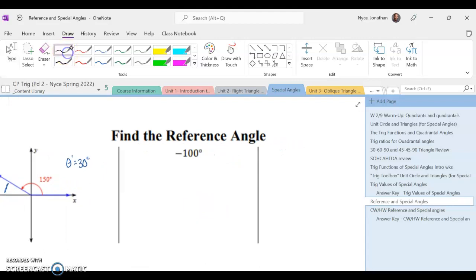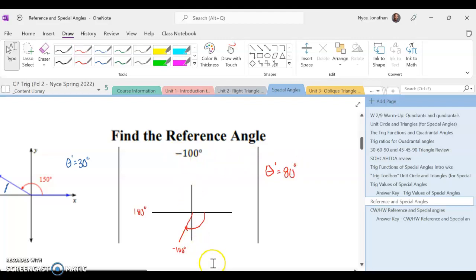For negative 100 degrees, probably easiest to sketch it. Negative 100 degrees is going to look something like this, a little bit past 90. Remember, negative, we're rotating clockwise. So negative 100. The nearest x-axis is 180 degrees. Now, reference angle is always going to be a positive number. So the number of degrees between 100 and 180 is going to be 80 degrees. Again, the negative just tells us to rotate clockwise. We're looking at the difference between the angle and the nearest x-axis.